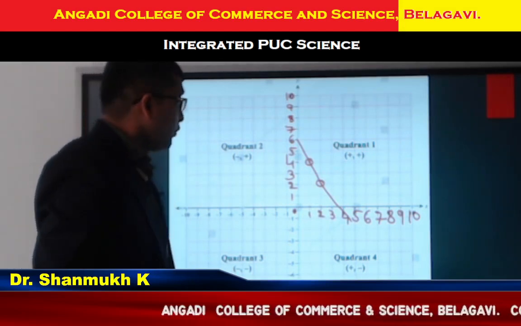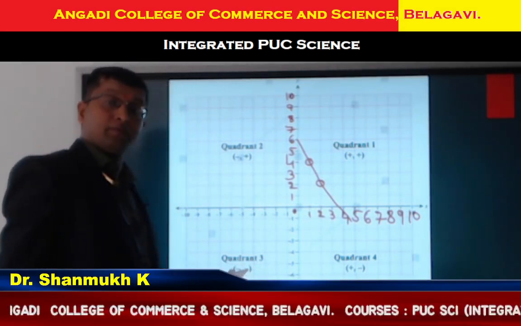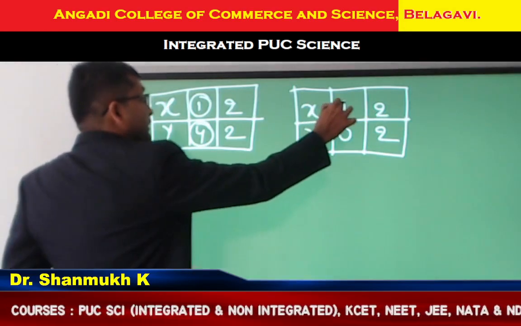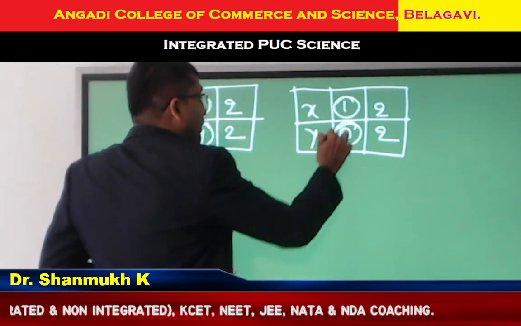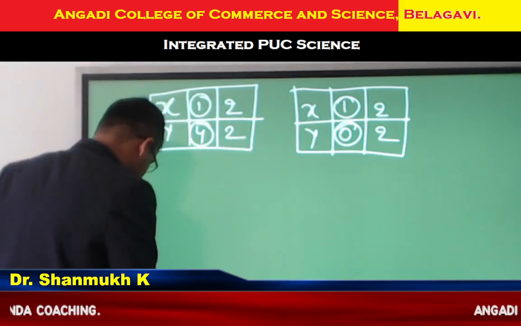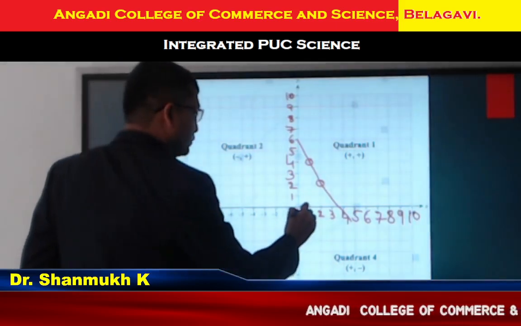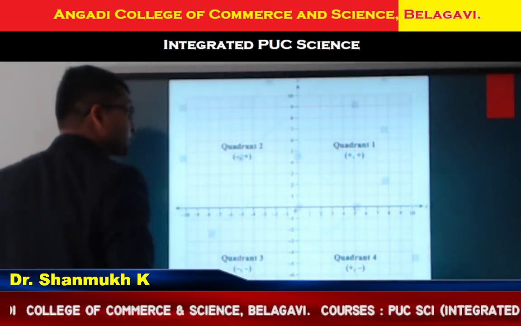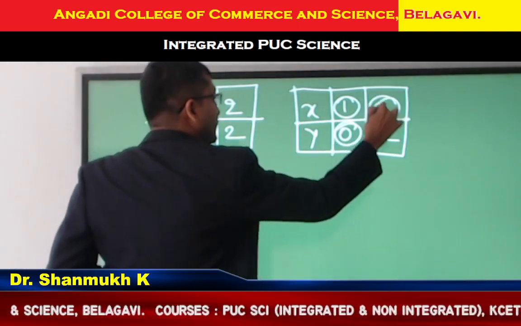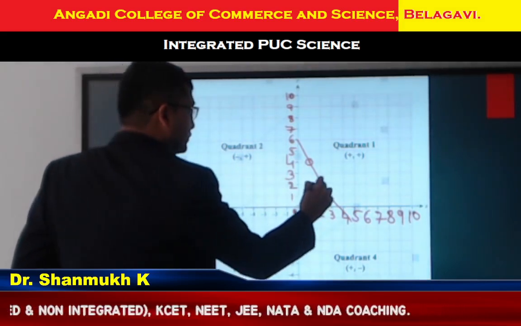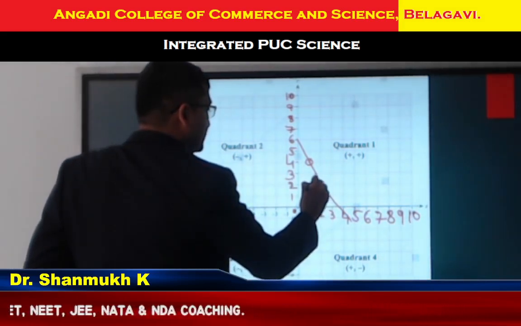So one more line we have. So the coordinates you will see: x equal to 1, y equal to 0. X equal to 1 means it will come on the x axis. Y equal to 0, it will come over here. Next point, it is 2 and 2. X equal to 2, y equal to 2. Already this point is there.